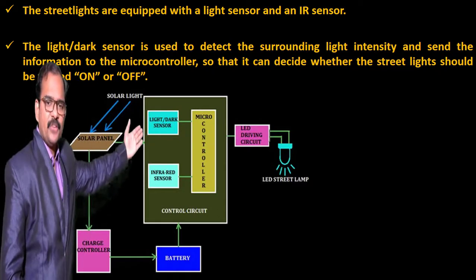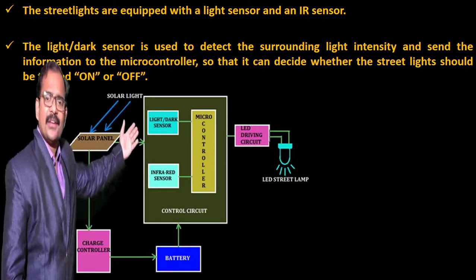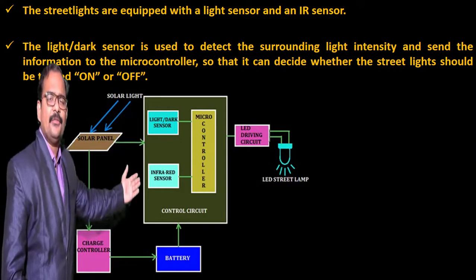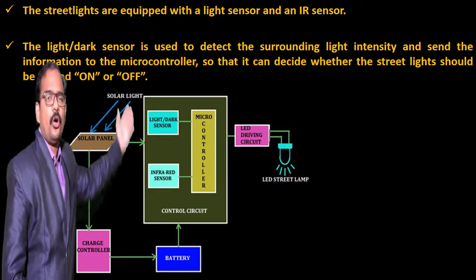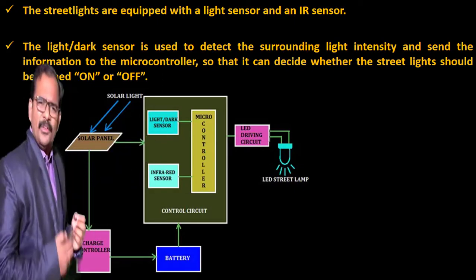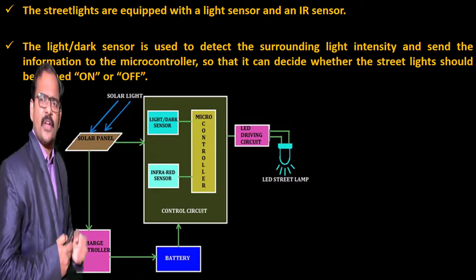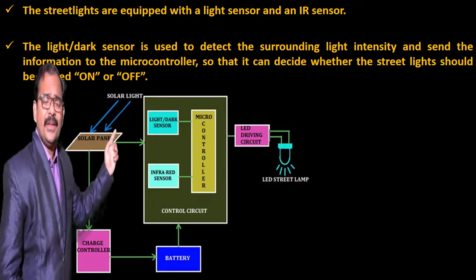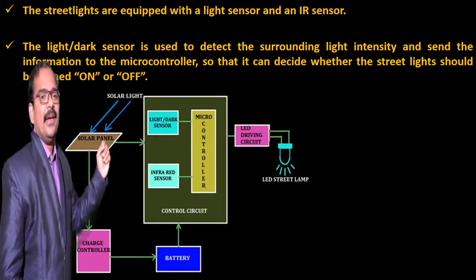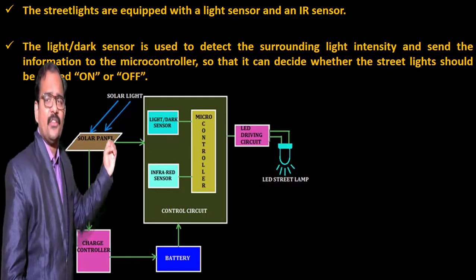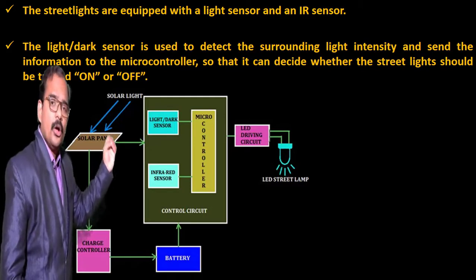As you can see in the picture over here, there are 2 different sensors. The first one is a light or dark sensor, and the second one is an infrared sensor, and these 2 are interfaced to a microcontroller unit. And what is the purpose of this light and dark sensor as well as the infrared sensor? The light and dark sensor is used to detect the surrounding light intensity and sends the information to the microcontroller so that it can decide whether the street light should be turned on or off.